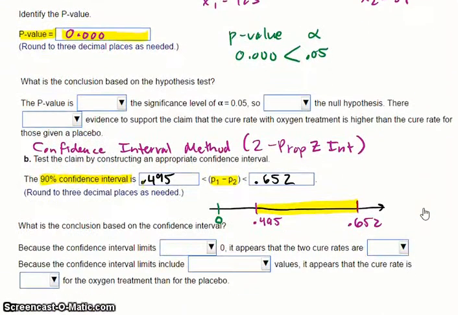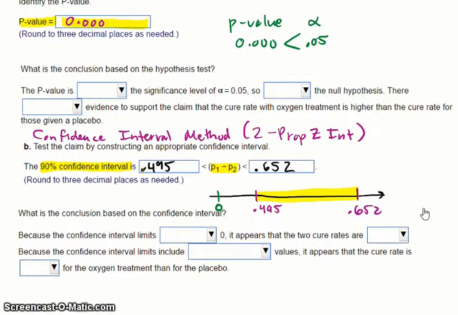Since there is a difference between the two, we answer the following. Because the confidence interval limits do not include 0, this highlighted part does not include 0, it appears that the two cure rates are different. Because the confidence interval limits include positive values only, these are all positive values in here, it appears that the cure rate is greater for the oxygen treatment than the placebo.